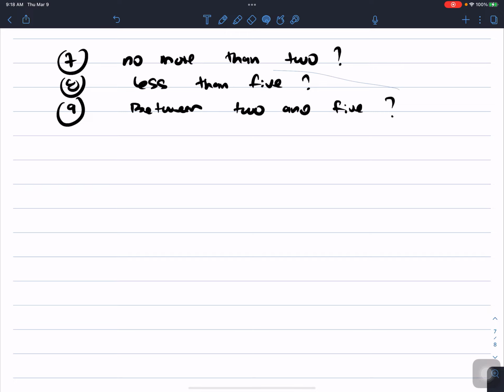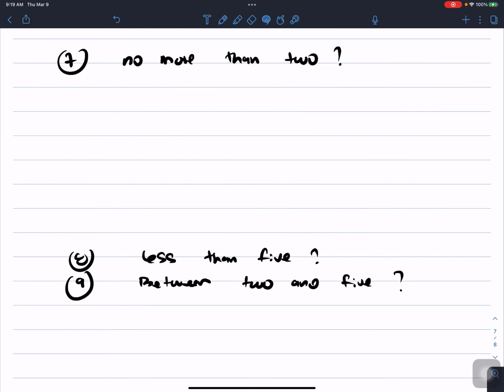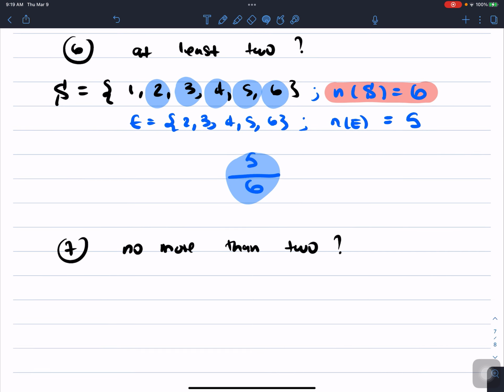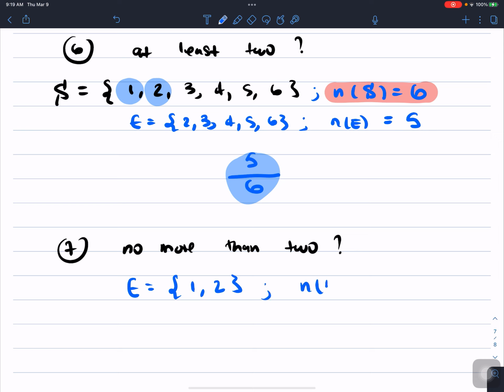All right, let's go back now again and let's use more of our language. What do you guys know about this here? What's the phrase no more than 2? What does no more than 2 actually mean? It means 2 or what? Less. Okay, which outcomes are 2 or less? The 1, the 2. Okay, what's N of E? 2. Good job. Okay, you guys okay with that?